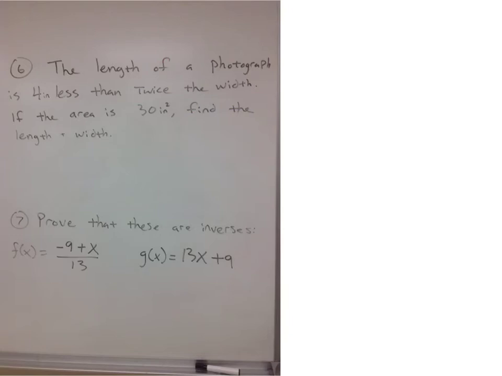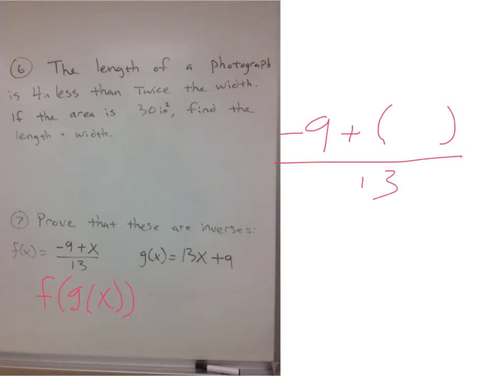Now this one on the bottom, prove that these are inverses. Well, you got to do g of f of x or f of g of x, either way. I'll tell you what I'm going to do. I'll do f of g of x. So if I'm setting this up as f of g of x, then my outer function is f. So what I want to do is have the function f, negative 9 plus whatever my input is, x, all over 13. And, well, what's going inside my parentheses, what's going inside of my x, is this whole 13x plus 9.